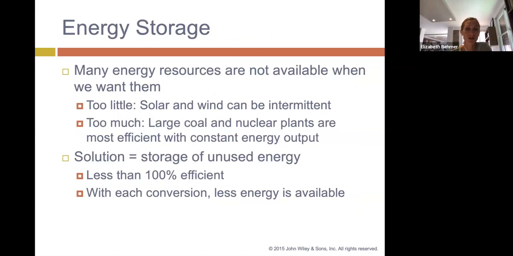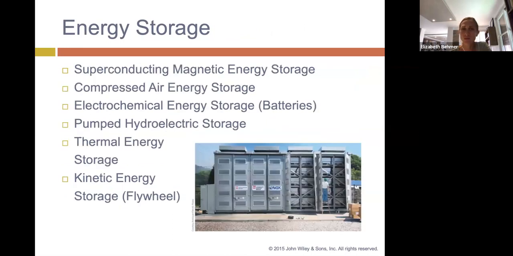Energy storage. Many energy resources are not available when we want them. So for example, solar and wind energy can be intermittent, or too much. Large coal and nuclear plants are most efficient with constant energy output. So the solution is to store unused energy, but this is less than 100% efficient, and with each conversion, there's less energy available. We can have superconducting magnetic energy storage, compressed air energy storage, electrochemical energy storage, which is in the case of batteries, pumped hydroelectric storage, thermal energy storage, and kinetic energy storage like the flywheel.